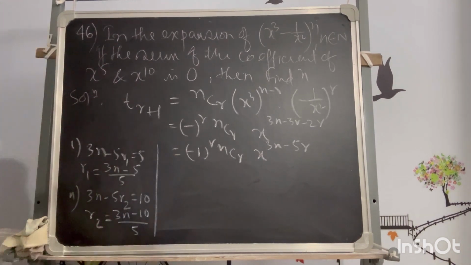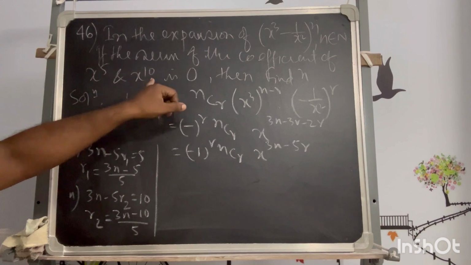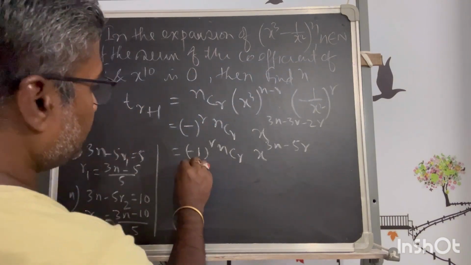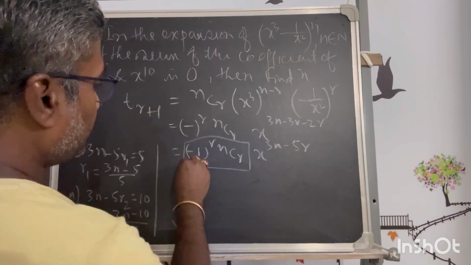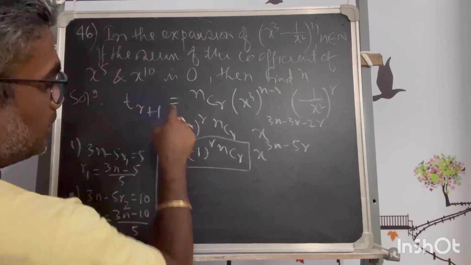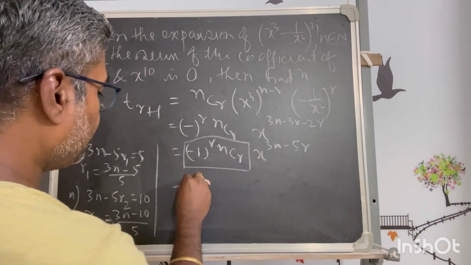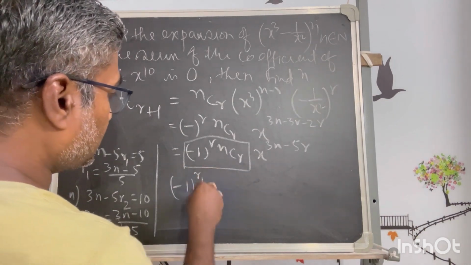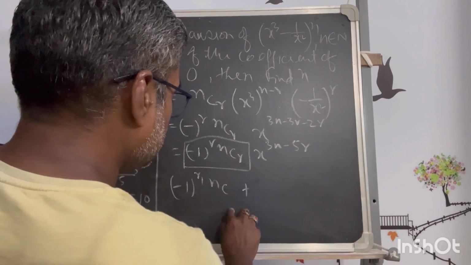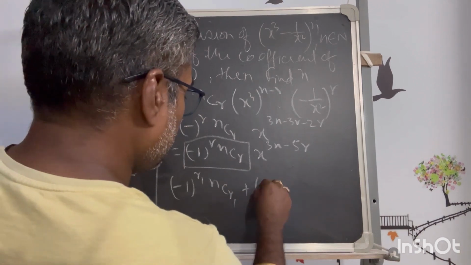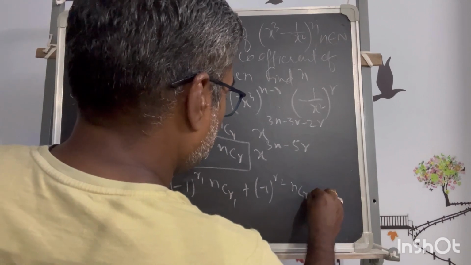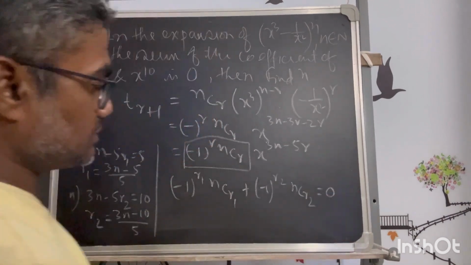Okay, fine. Now what are the other conditions? The coefficient of x to the power r. The coefficient will be this part, where for x^5 I will take r1, and for x^10 I will take r2. So if I put it like that, nCr1 plus (-1)^r1 ... (-1)^r2 nCr2 is said to be 0. This is the condition.